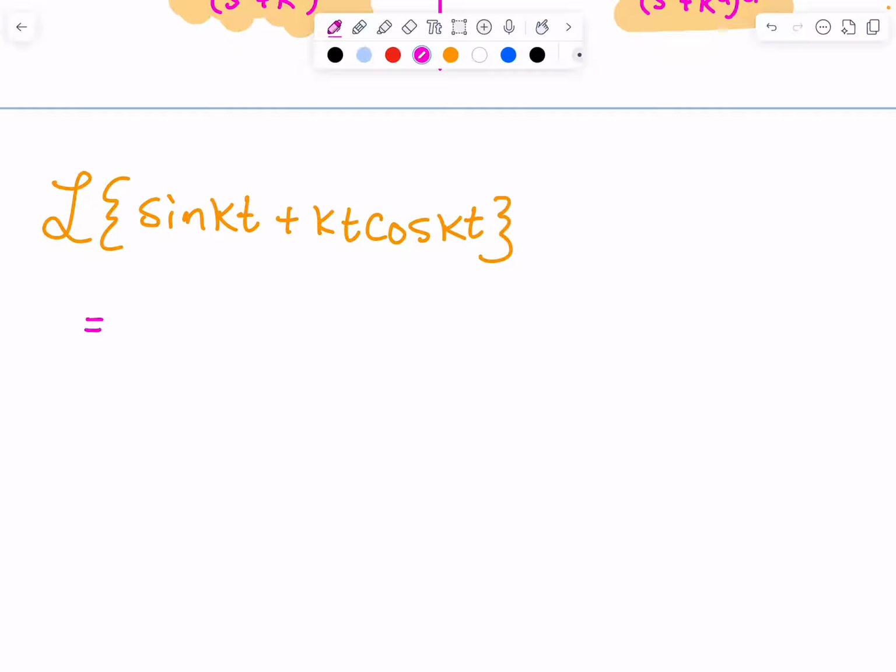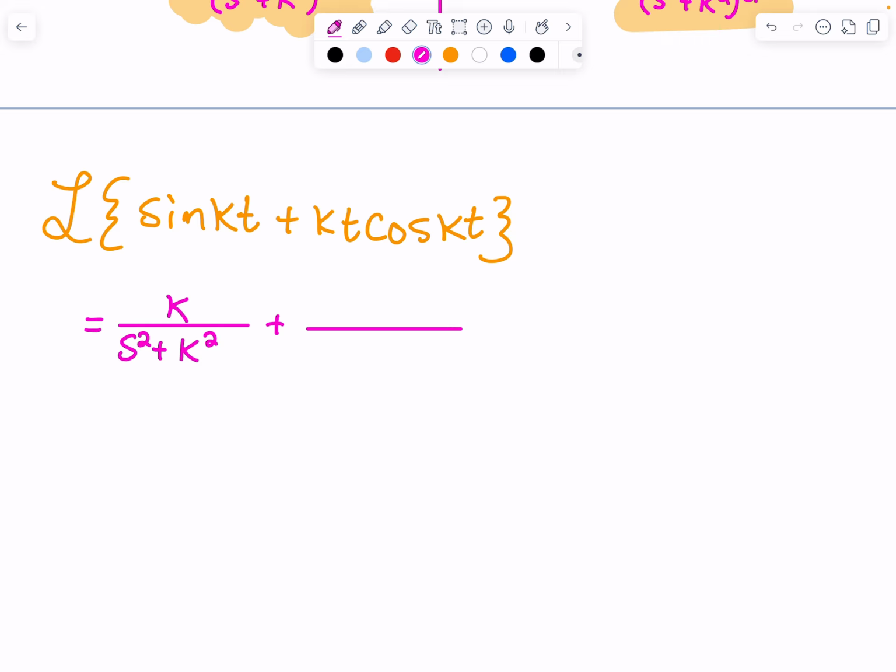All right, so the Laplace of, remember, Laplace remains the same over addition, meaning the Laplace of a sum is the same thing as the Laplace of each one, and then add them together. So that means I could take the Laplace of this and then the Laplace of that. That's what I'm getting at. So sine of kt is going to be k over s squared plus k squared, and then plus, and then this is just kind of what we just did.